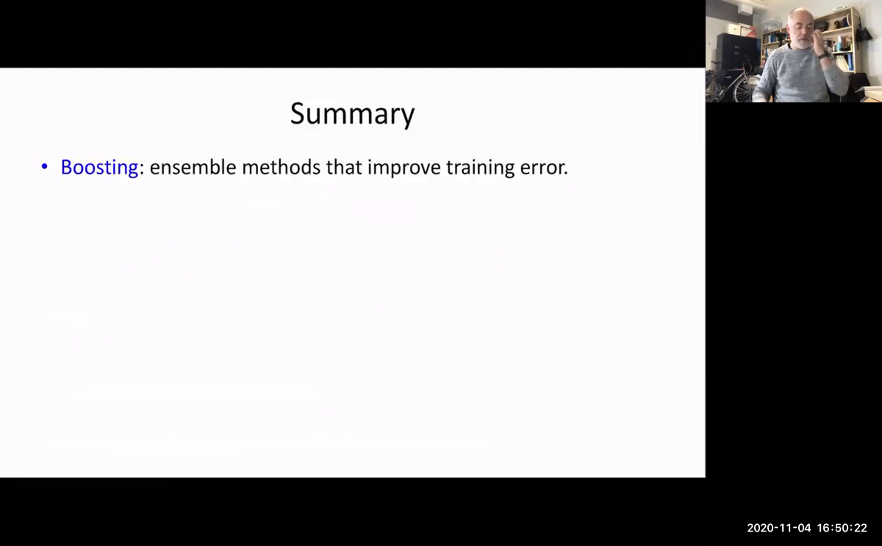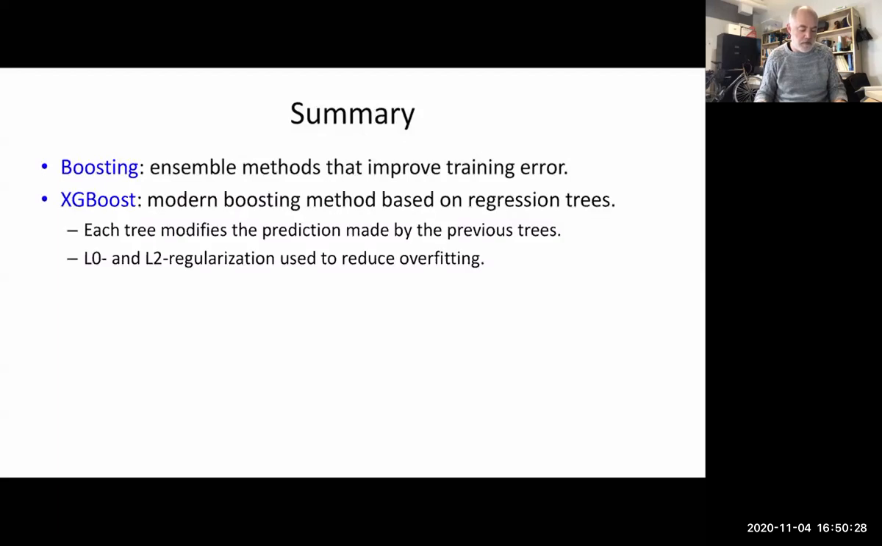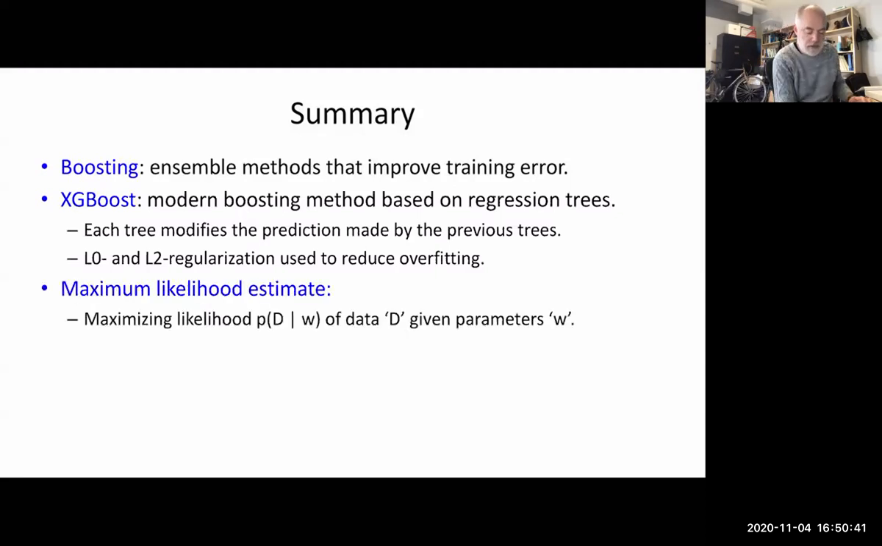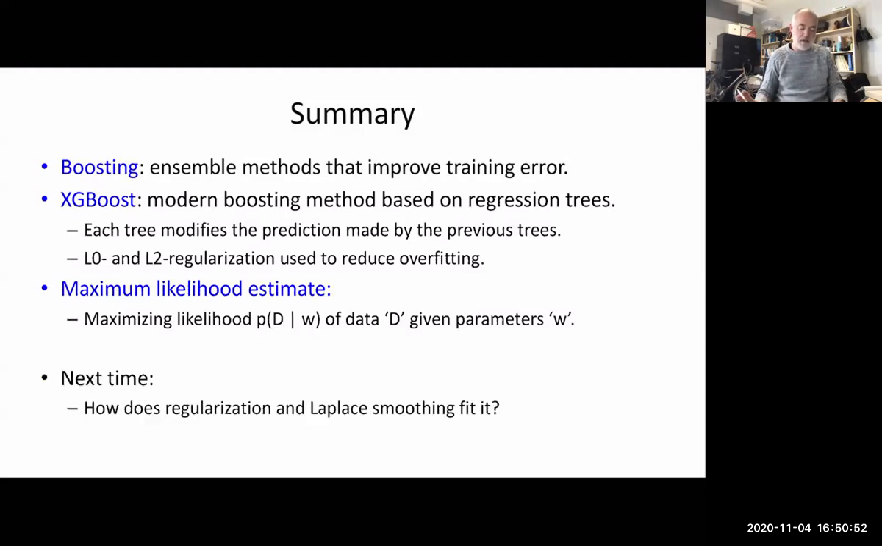All right, so we talked about boosting, mostly non-examinable, but you should know about AdaBoost and you should know about XGBoost. In particular, XGBoost is a modern boosting method that came out of Amazon, basically based on regression trees, and the trees fit the residuals, and there's regularization imposed to keep the model from overfitting, and it works well on a wide variety of data sets. We just started talking about maximum likelihood estimation, where we're maximizing the likelihood function given the parameters. And next time, we'll start to talk about where regularization and loss smoothing fits into the maximum likelihood framework. And that will be it for today.